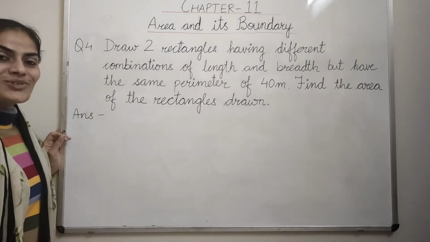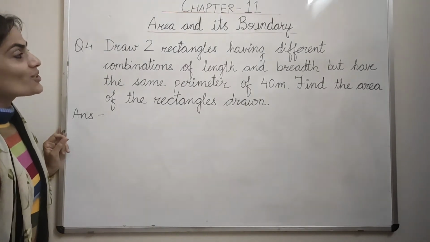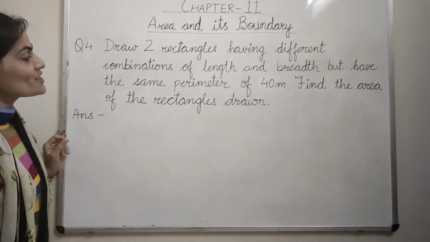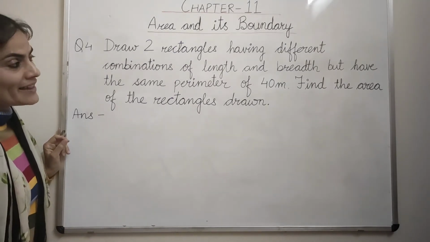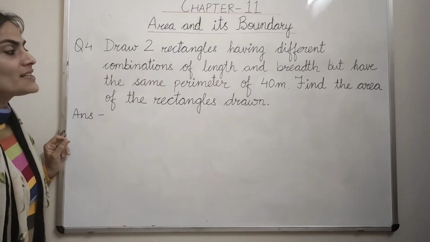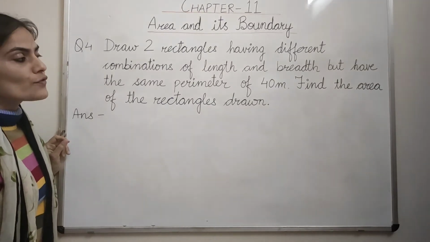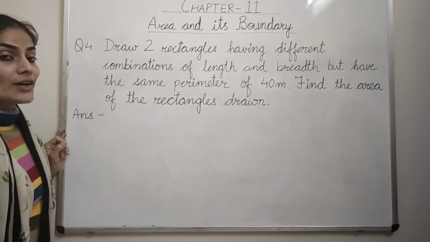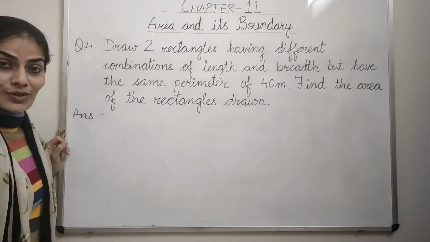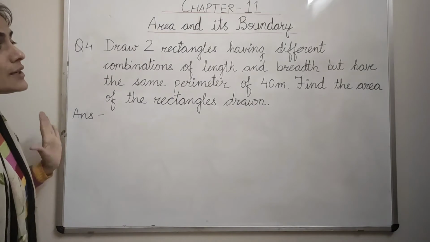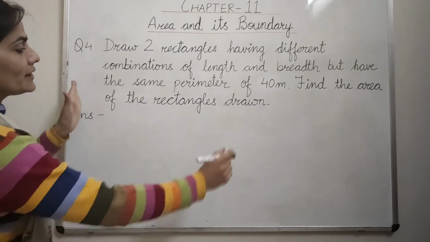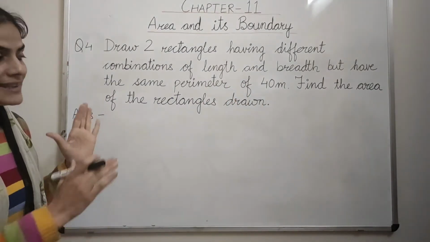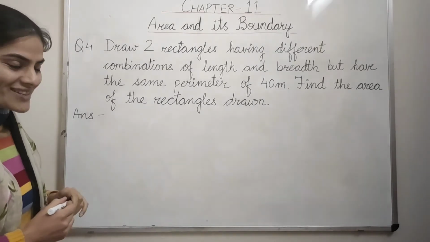Let's read question 4 now. Draw two rectangles having different combinations of length and breadth but have the same perimeter of 40 meters. Find the area of the rectangles drawn. So let's draw the rectangles first and then we are going to do the second part of this question.